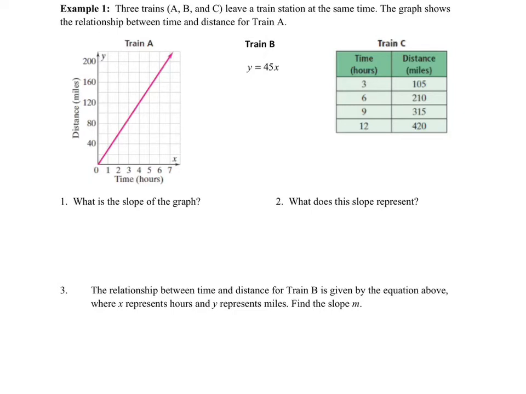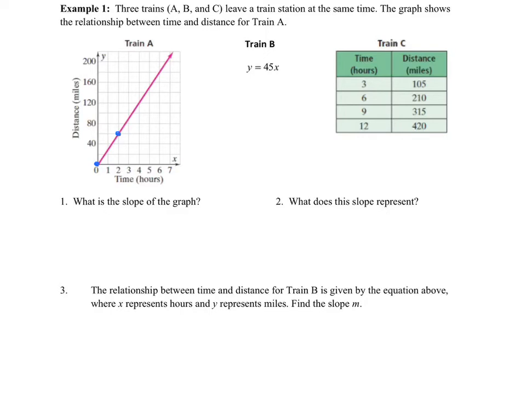So let's first answer question 1. It says, what is the slope of the graph? So they want to know what the slope is of train A. So you want to first identify your coordinates. We're going to use coordinate 0, 0, because it's very simple, right on the graph. And then we're going to find where else it hits the x and y axis at the exact same time, which is right here. So it's like a point.